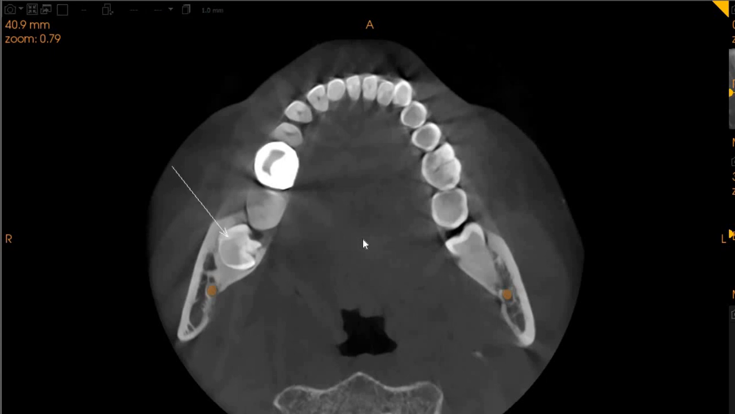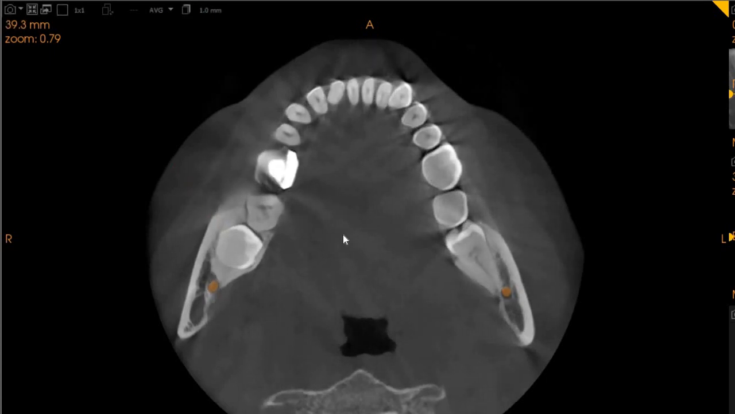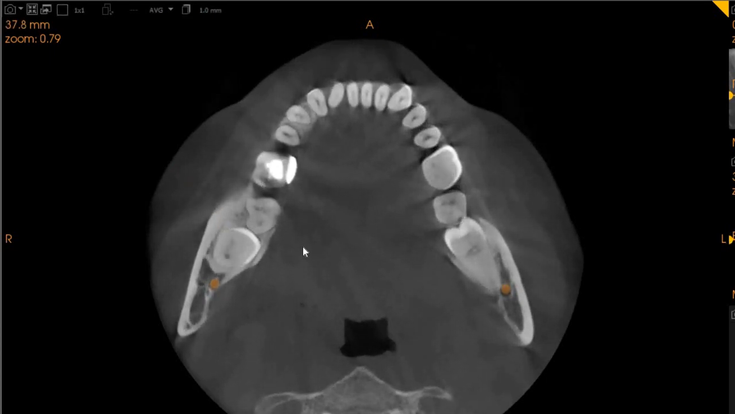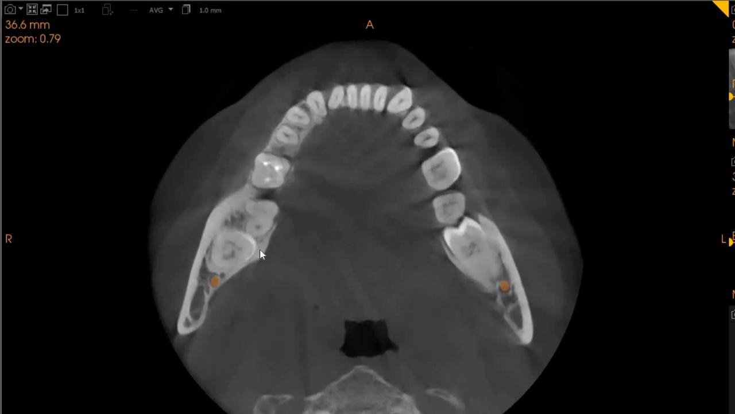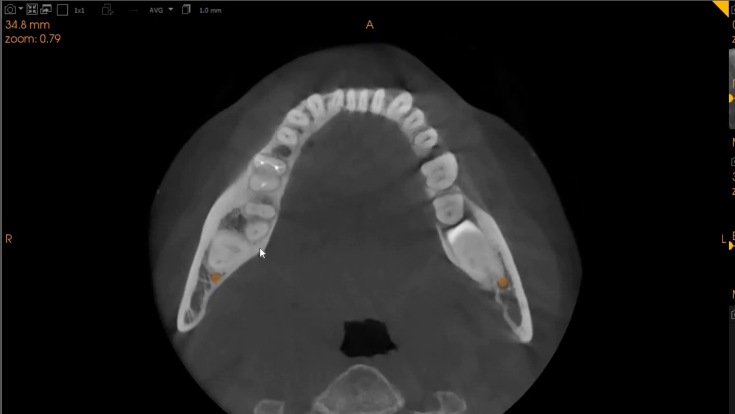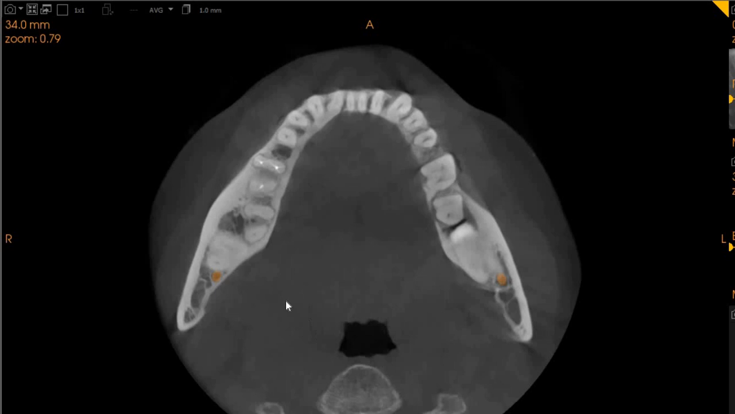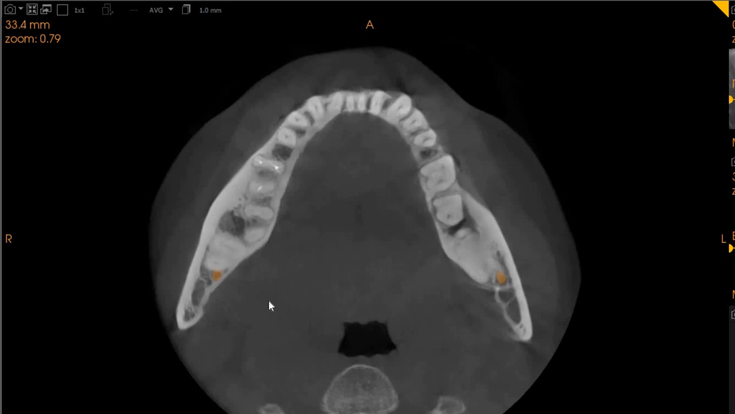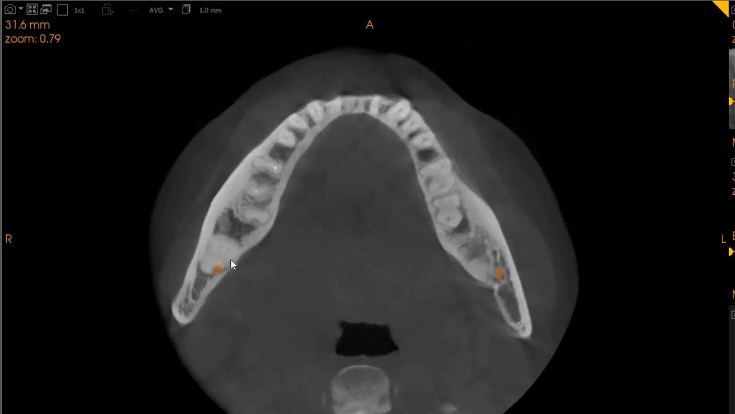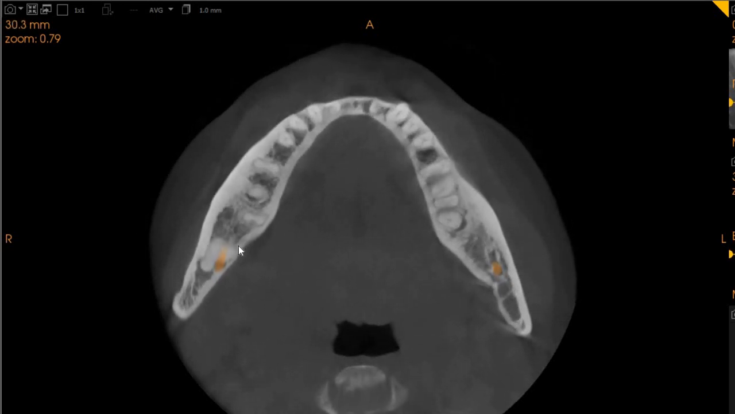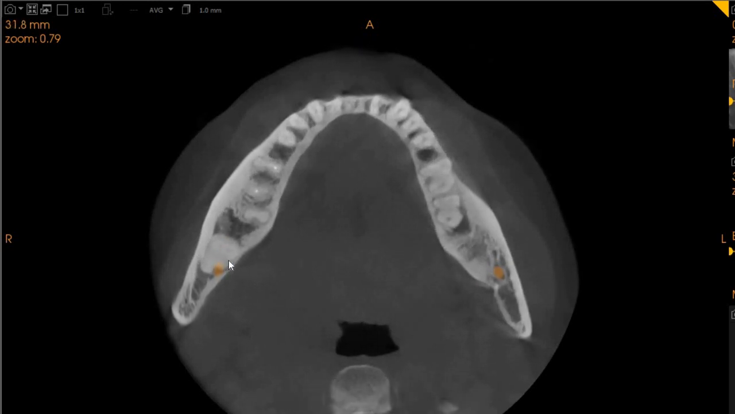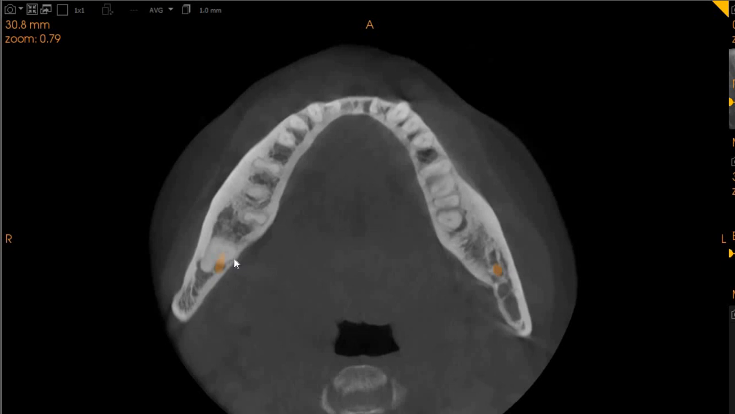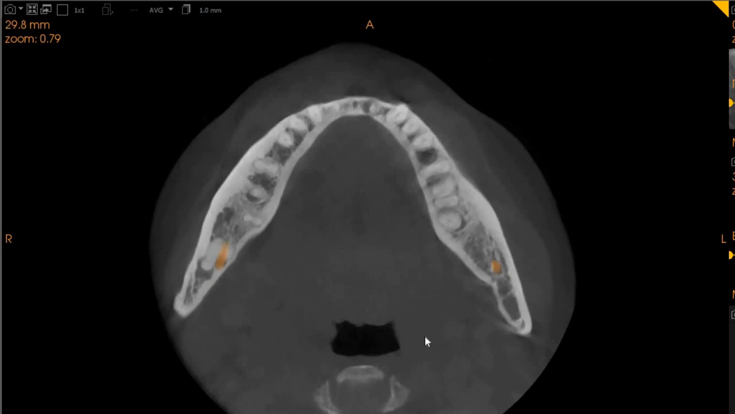This is the axial view. This is the lower right side, and as you can again see, we've got very severe bony ankylosis associated with the tooth, its root, and absolutely no PDL space can be seen. Even in the interradicular area, we've got very severe bone ankylosis, and here you can see the wisdom tooth compressing the inferior alveolar nerve.